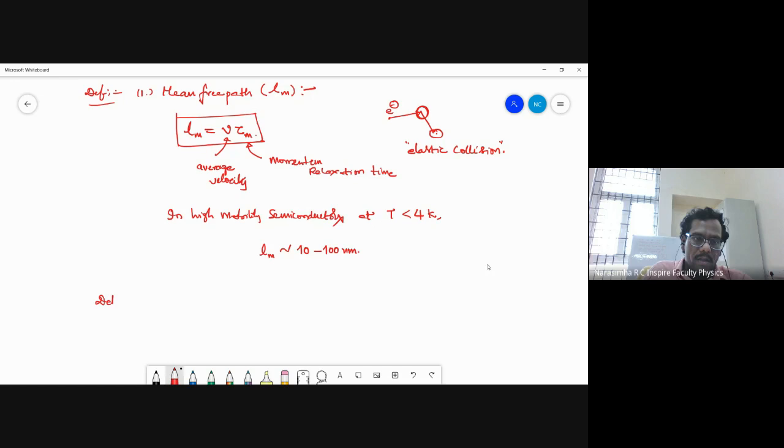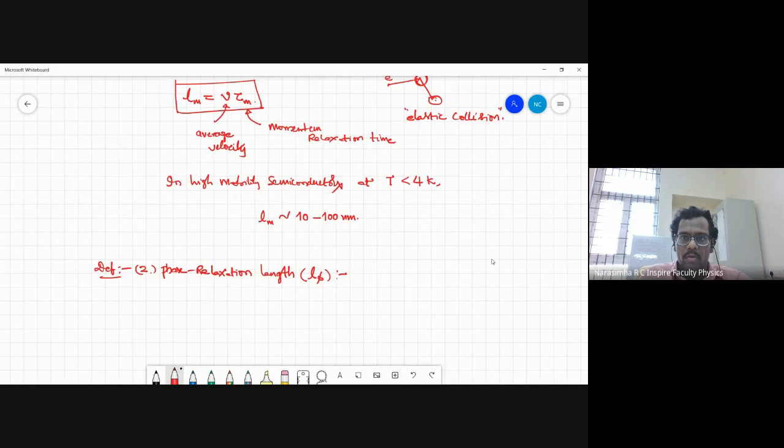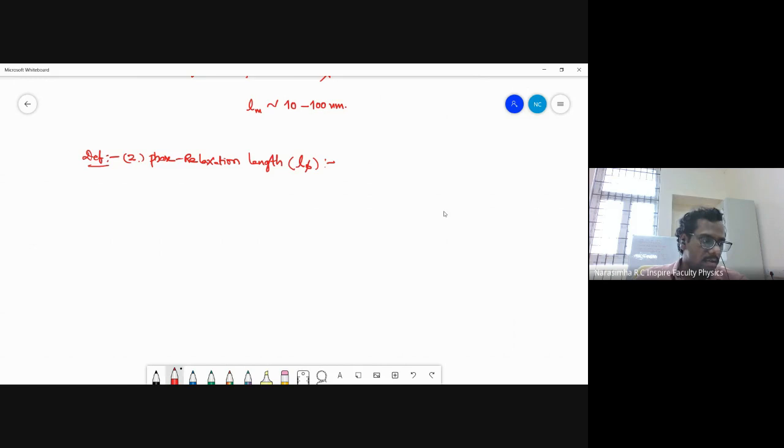Now let me go to the second characteristic length scale. It's called the phase relaxation length. We denote it with L_phi. What is the definition of this phase relaxation length? Basically, this is the average distance traveled by an electron before it experiences an inelastic collision. That means the average distance traveled by an electron between two successive inelastic collisions. Remember, these are inelastic collisions. Let's say an electron is going in this direction and experiences an inelastic collision, and it goes in another direction.